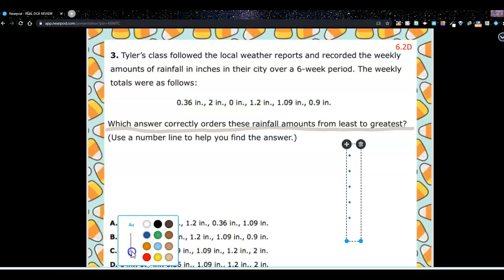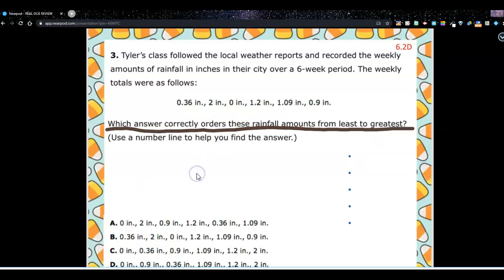Oh, look at that. That's much better. Okay. That's good. Thank you. All right, so look at me lining up my decimals so nicely. So, like I said, when we deal with decimals, we are going to think about money. So 0.36, that's like 36 cents. 2, that's our whole number, so that would be like $2.